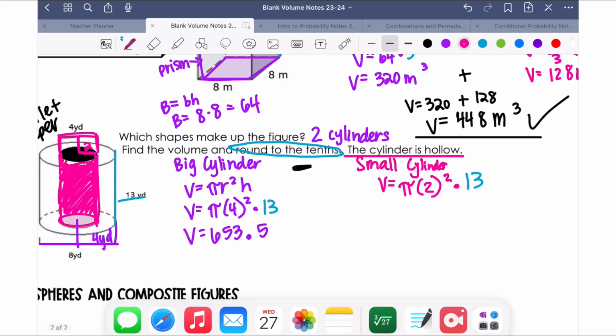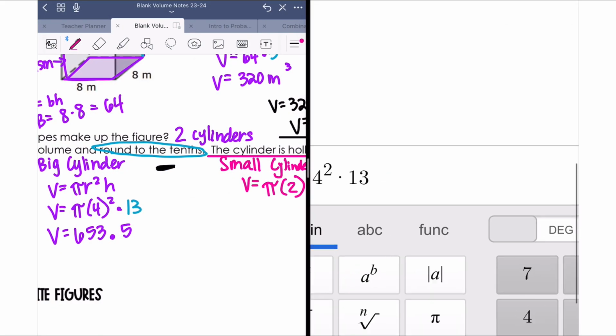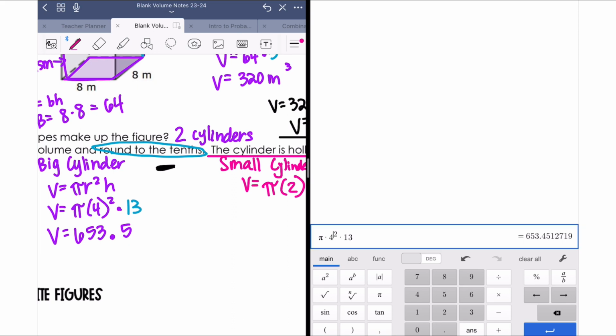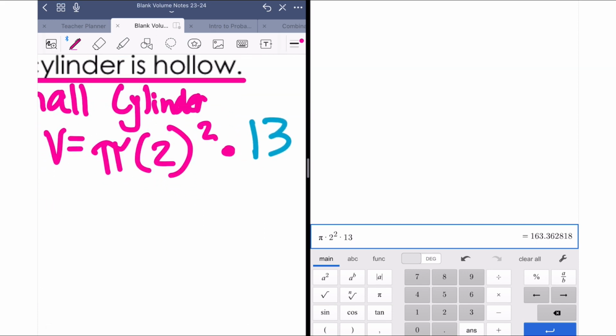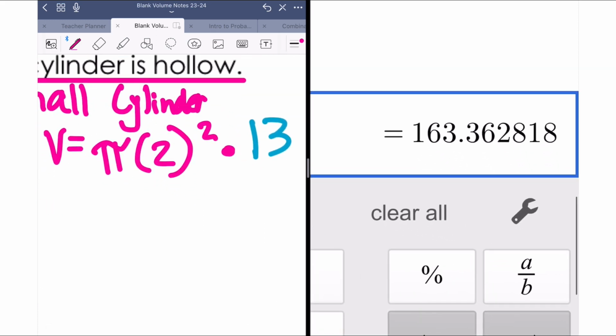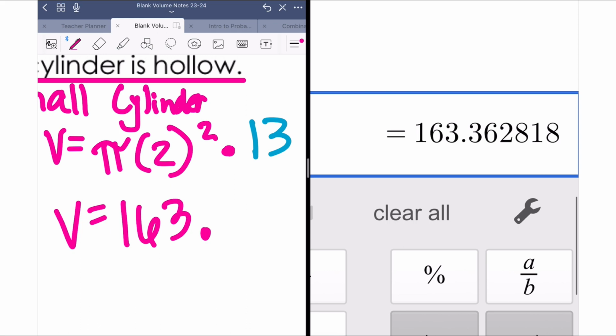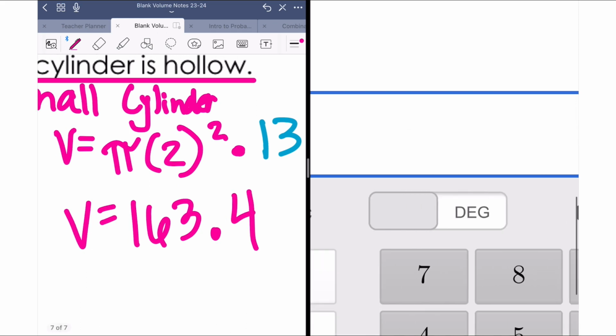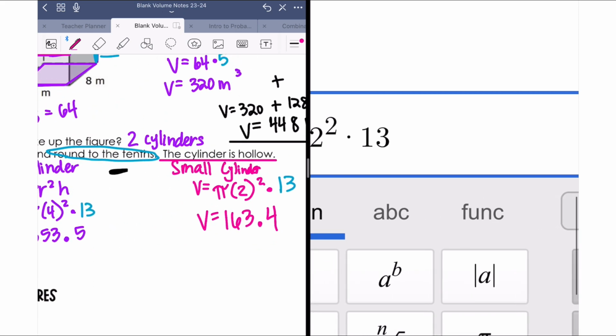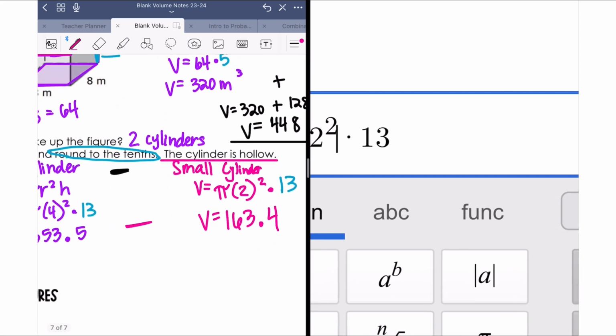All right, let's go see what number we get. Pi 2 squared. I'm just going to change the 2 here instead of 4 squared. 2 squared. Okay. All right, let's round to the 10th. 163.4. And remember, we are subtracting. We're subtracting, minus.